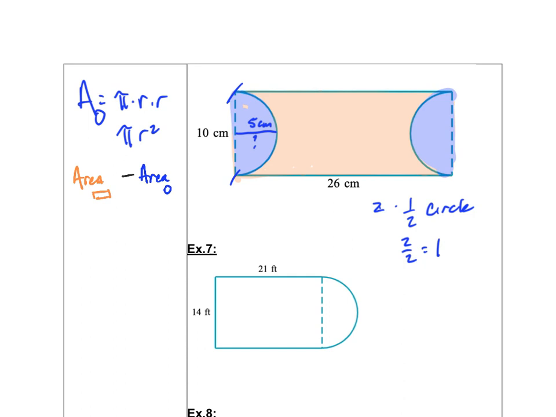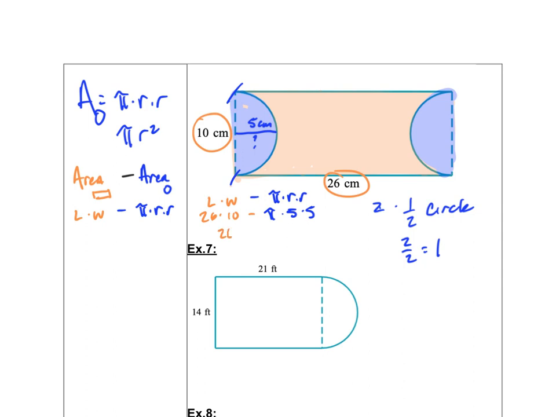So we need to remember our formulas. We're going to remember that the area of a rectangle is length times width, and the area of a circle is pi times r times r. And then we're just going to substitute it in and show our work. So we plug in the values. Then we have 26 times 10 minus pi times 5 times 5.